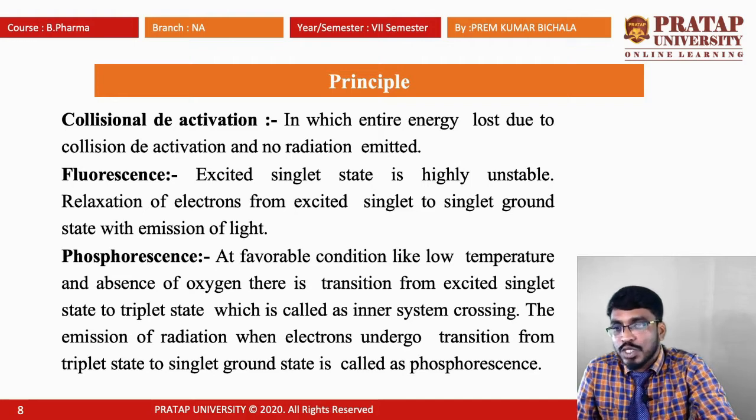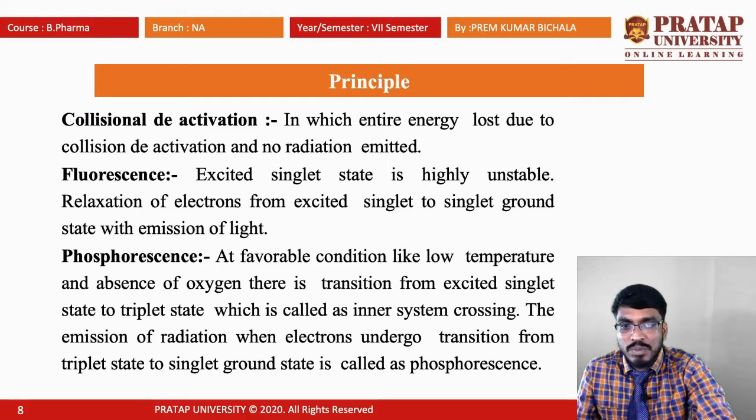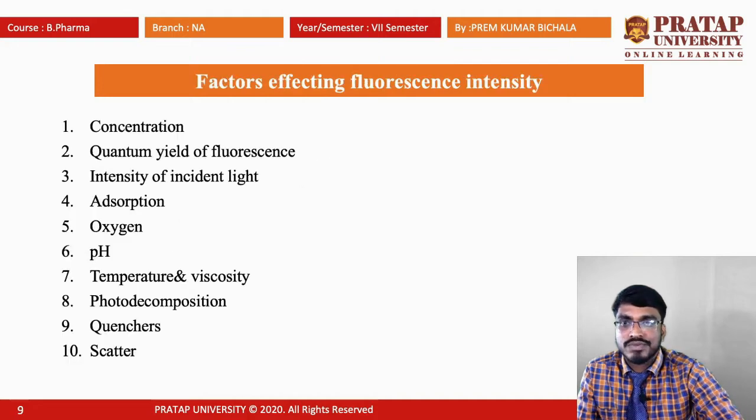And then phosphorescence: at favorable conditions like low temperature and absence of oxygen, there is a transition from the excited singlet state to the triplet state, which is called intersystem crossing. The emission of radiation when the electron undergoes transition from the triplet state to the singlet ground state is called phosphorescence.